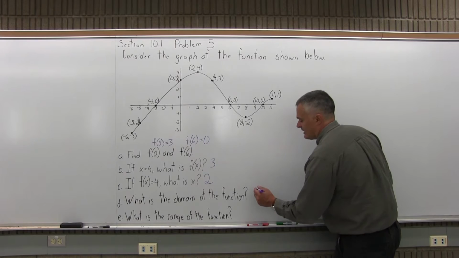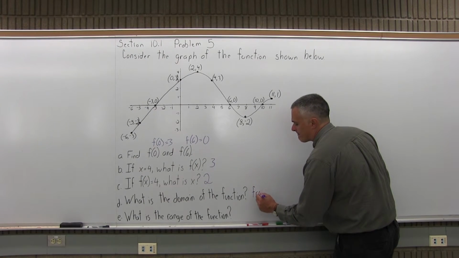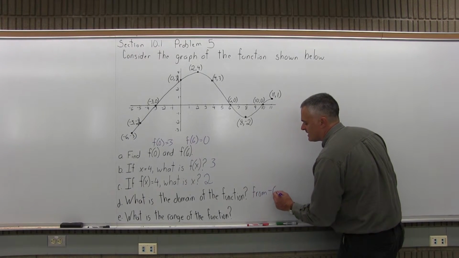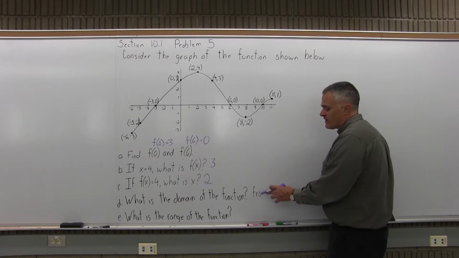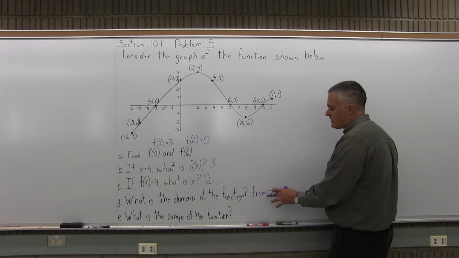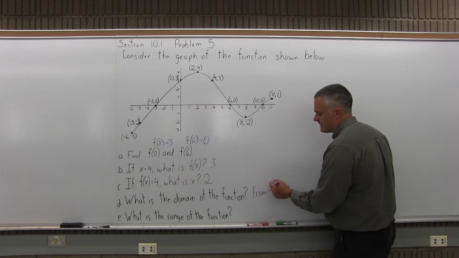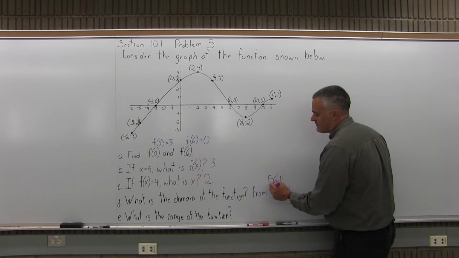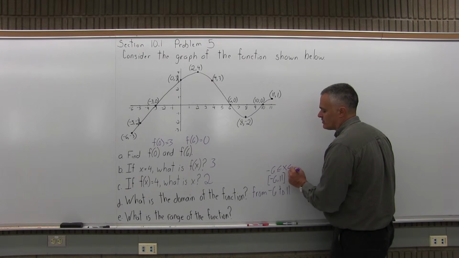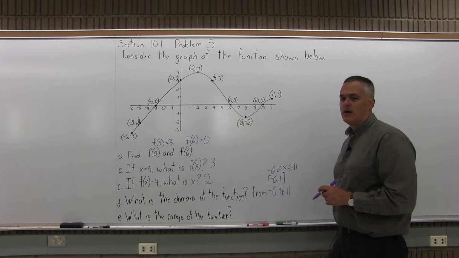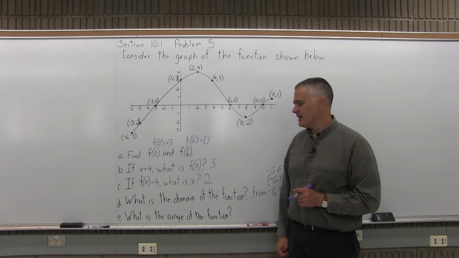So the domain is from negative 6 to positive 11. And as with other questions of this nature, you can write that in different notations. If I see that on a test, that's okay. I'll give you credit. I understand. It can be written in a shorter format. You can put negative 6 comma 11 in brackets. Or you can say negative 6 is less than or equal to x is less than or equal to positive 11. Those are all acceptable ways of writing the answer for domain.